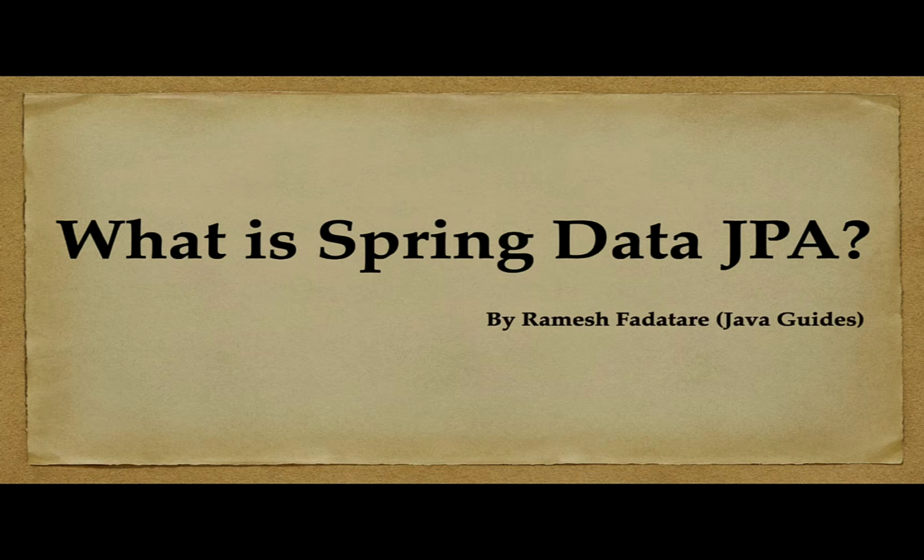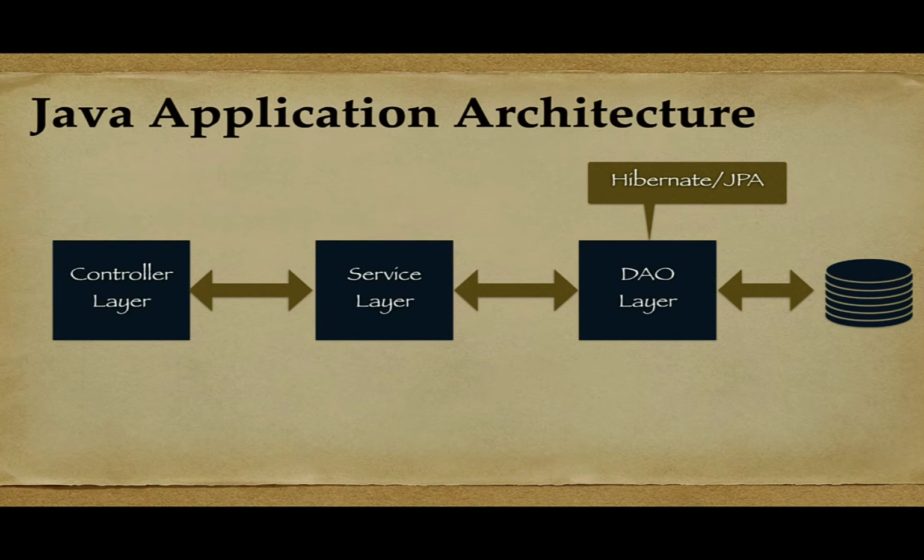Hi, welcome back. In this lecture, we'll take a look into what is Spring Data JPA. Well, before understanding Spring Data JPA, let's first understand what problem Spring Data JPA solves. Well, consider we have a Java application architecture over here. So this is basically called a 3-layer architecture. We have a controller layer, service layer and DAO layer. And typically we use JPA or Hibernate to develop the DAO layer.